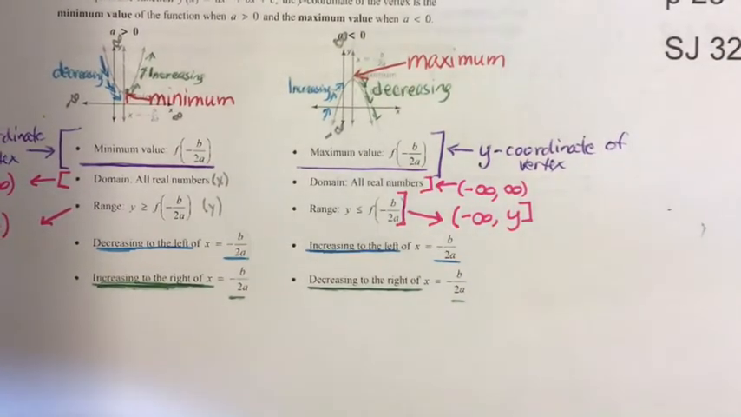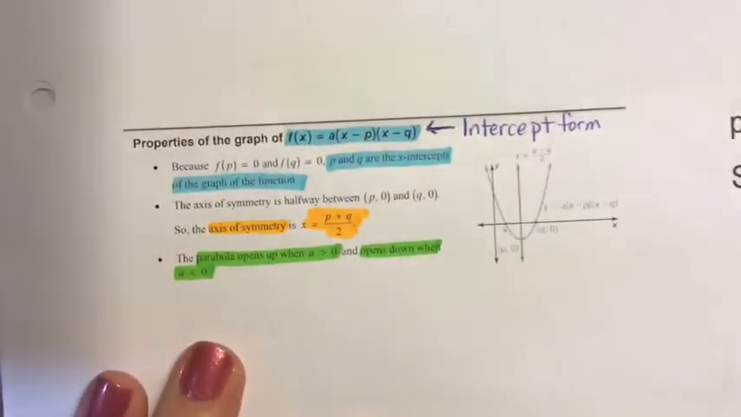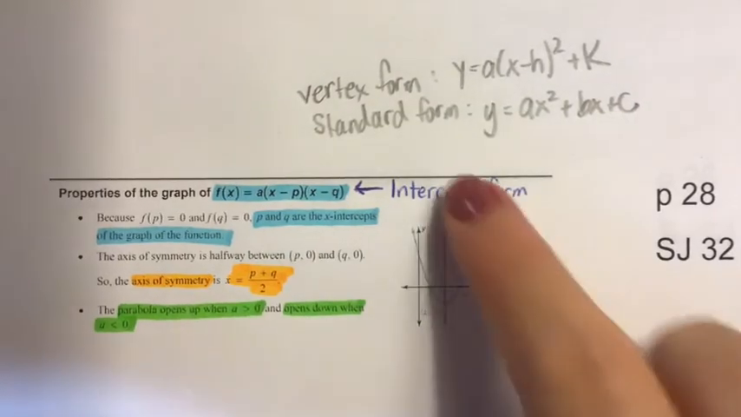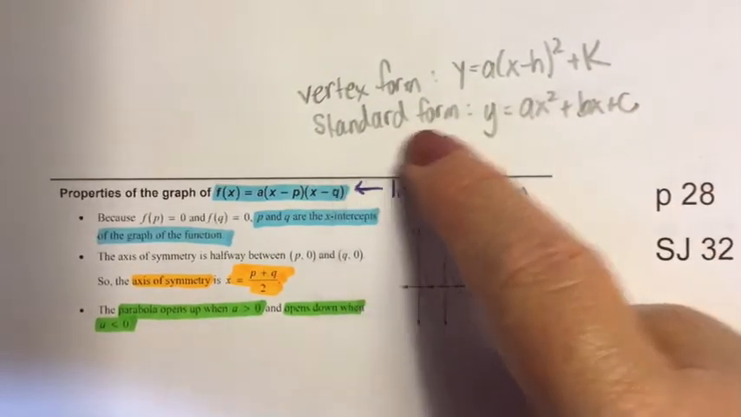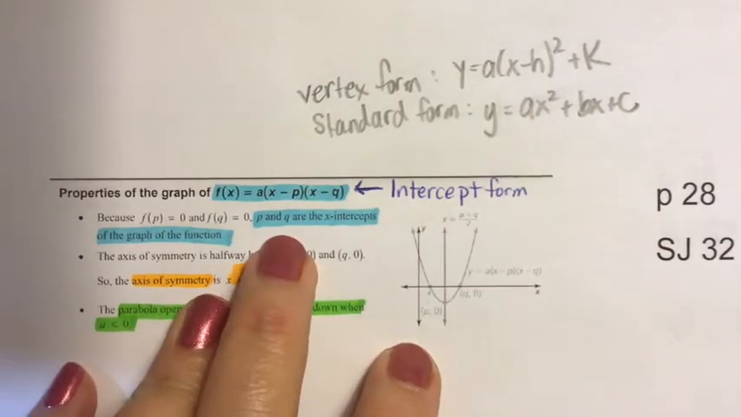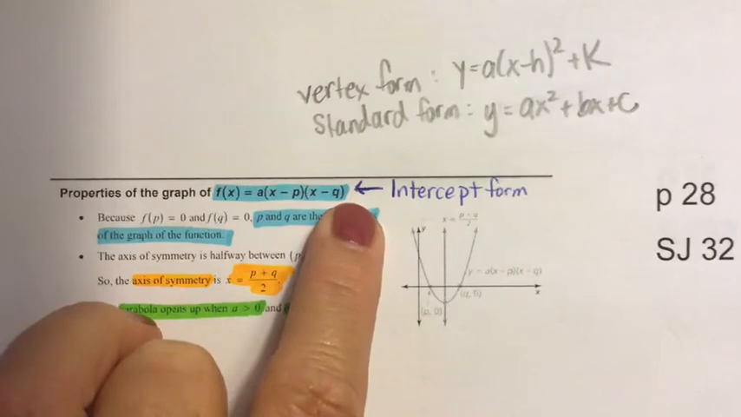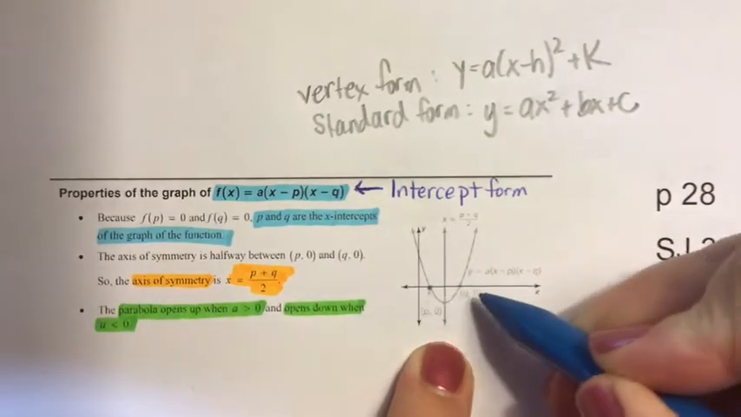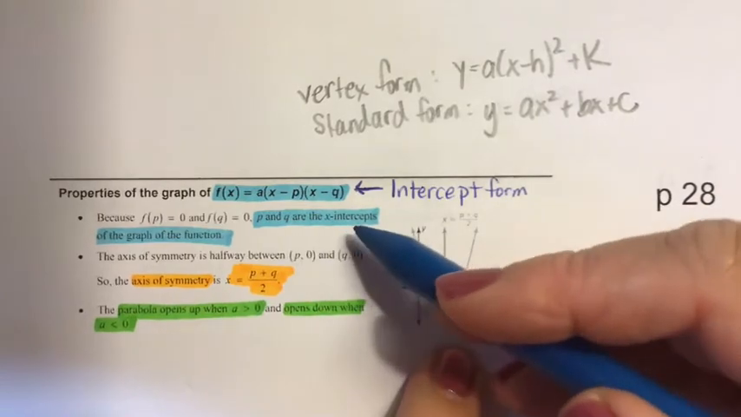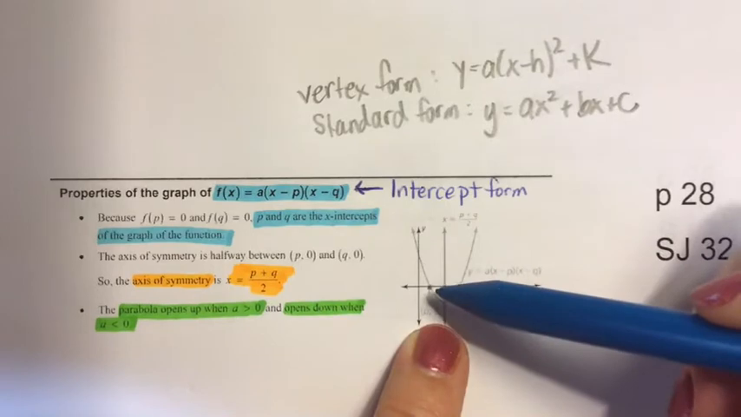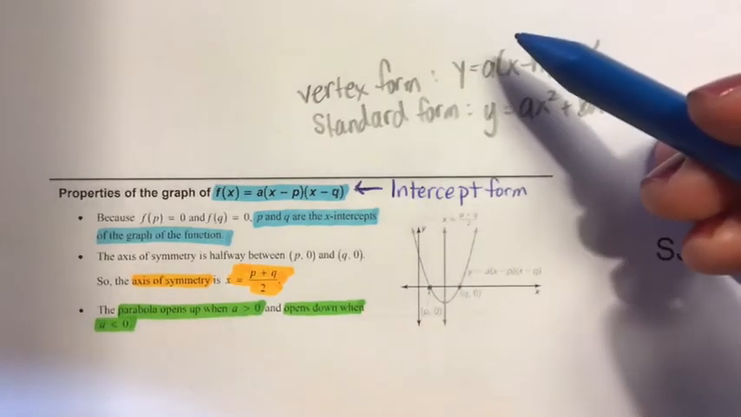I want to continue and talk about intercept form, and then we'll do some examples. This is still on Student Journal page 32. The three forms now that you need to know are vertex form, standard form, and intercept form. In intercept form, the p-values and the q-values are your intercepts. If you look here, this is p, this is q, your x-intercepts. These values are where your graph or your parabola will cross the x-axis.